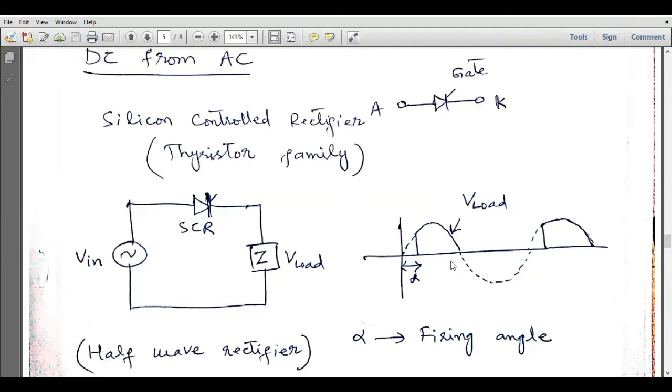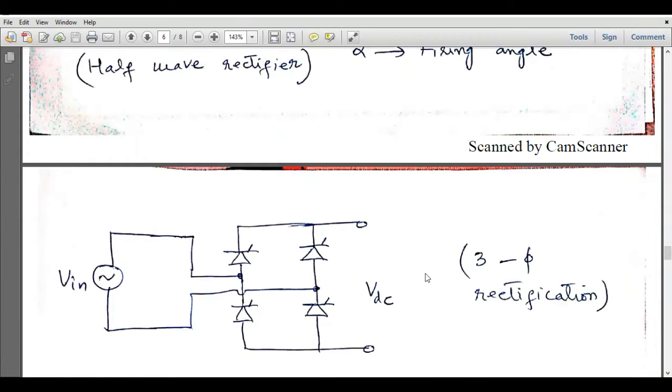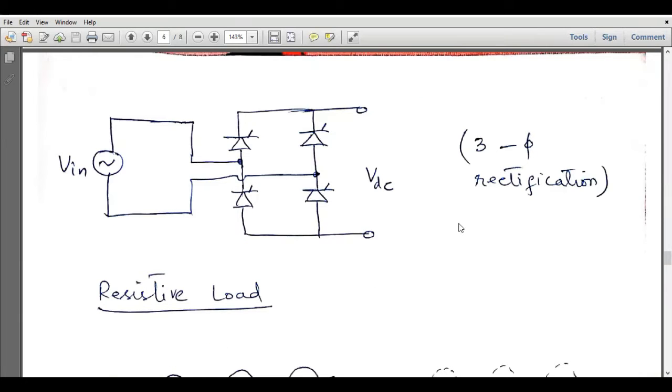So in this figure, the dashed line is the input and the solid plot is that of the output. So when the thyristor gets turned on, the output will follow the input as shown in this figure. So this is the circuit diagram of a half wave rectifier. Similarly, we can also build a full wave rectifier which is composed of SCRs instead of diodes.